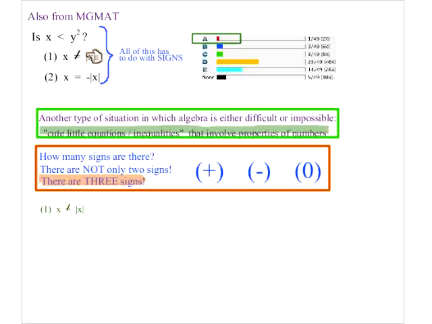So, sure. Let's just try the 3 signs. Positive, negative, 0. If x is positive, then these will both be the same number, so that's not going to be true. If x is 0, this is 0, and this is 0. So 0 is not equal to 0 is false. But if x is negative, then it works.